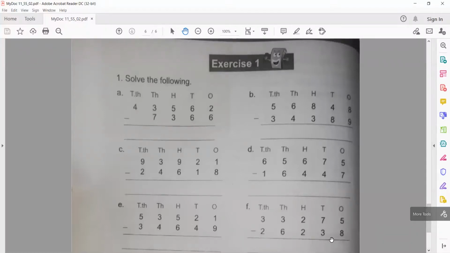Here is the exercise of subtraction. Hurry up, prepare your page, write the date. Today is 24th May, and you are doing your class work. Today is Monday. Clear? You have to write the serial number. In the middle of the page, you have to write exercise number 1.